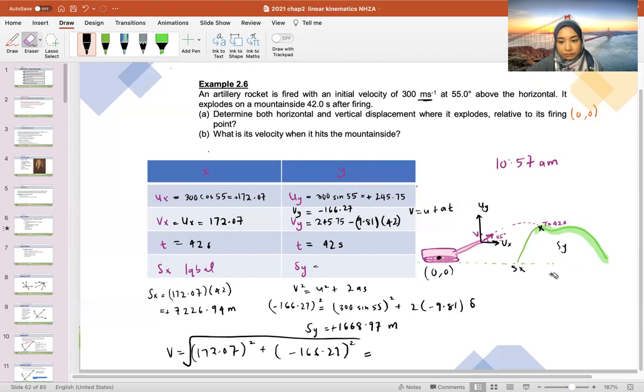Angle negative. Angle negative. Ada tak orang yang expect angle dia positif? Boleh tak jadi positif? Boleh ke tak boleh? Okay, my answer is sebenarnya boleh, because I don't know bila dia jatuh, at what point dia jatuh.